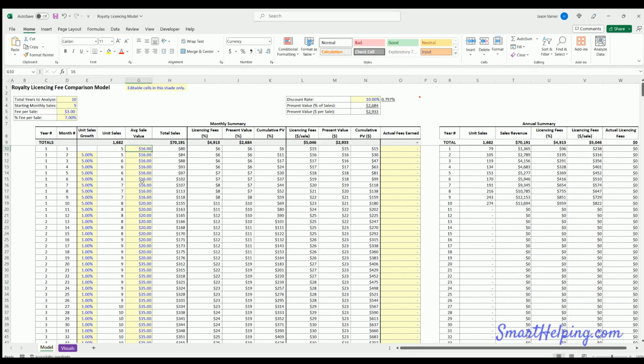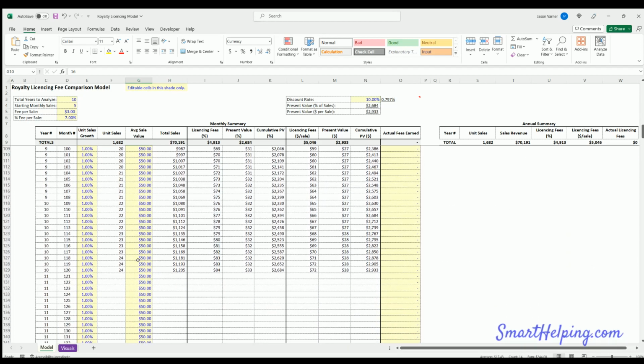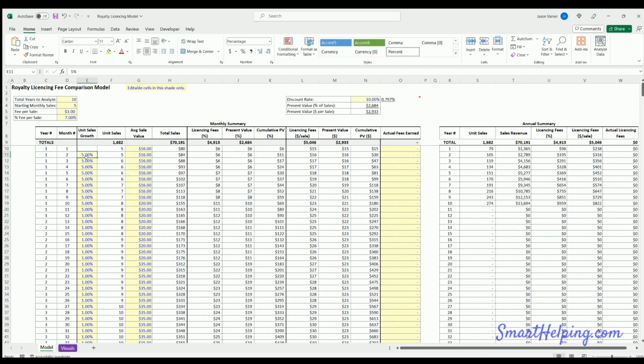let's see, here we're saying that the average value per sale starts at a certain level and it can go up over time or it can stay the same. It depends. And then we have the growth of the unit sales that can also drive, you know, for the flat fee amount, this would make the difference in the total revenue per month in licensing fees versus a percentage fee would change based on that volume, sales volume, as well as the value per sale. So that's why they can be different.